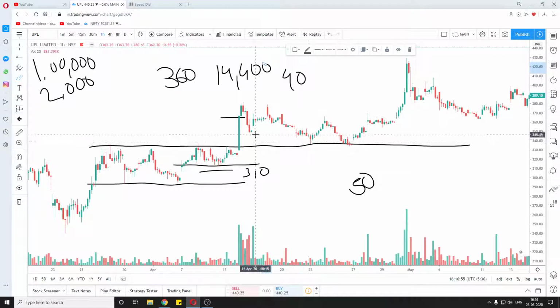Now what we can do is, when the market is coming for a retest, we can add some more, because then our stop loss reduces, because average becomes somewhere below. So let's say the average is coming around 350. So we can add some more quantity as our stop loss is getting less.